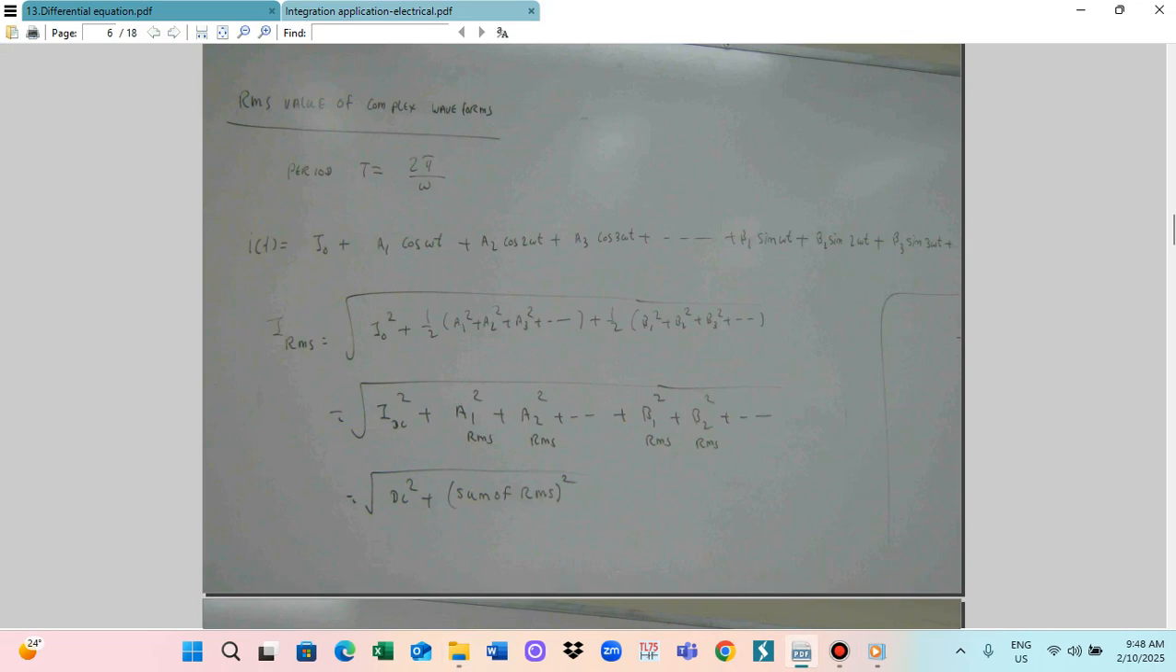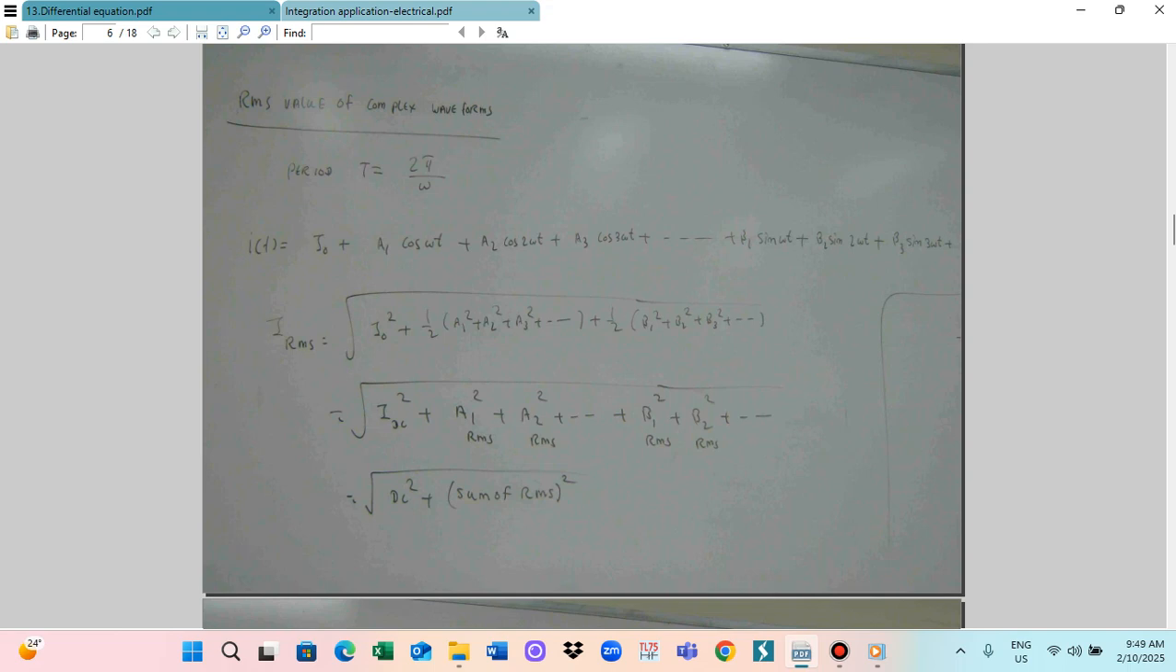Okay, the next topic is the RMS value of the complex waveform. Electrical waveforms are composed of harmonics. For example, the fundamental frequency is 50 Hz. The second harmonic will be 2 times the fundamental frequency, which is 100 Hz. The third harmonic will be 150 Hz, 3 times the fundamental frequency.